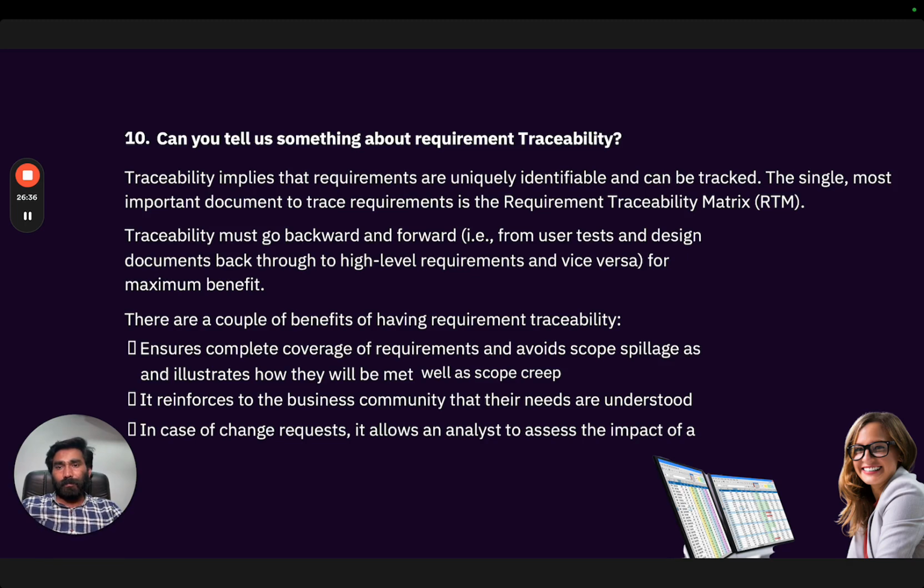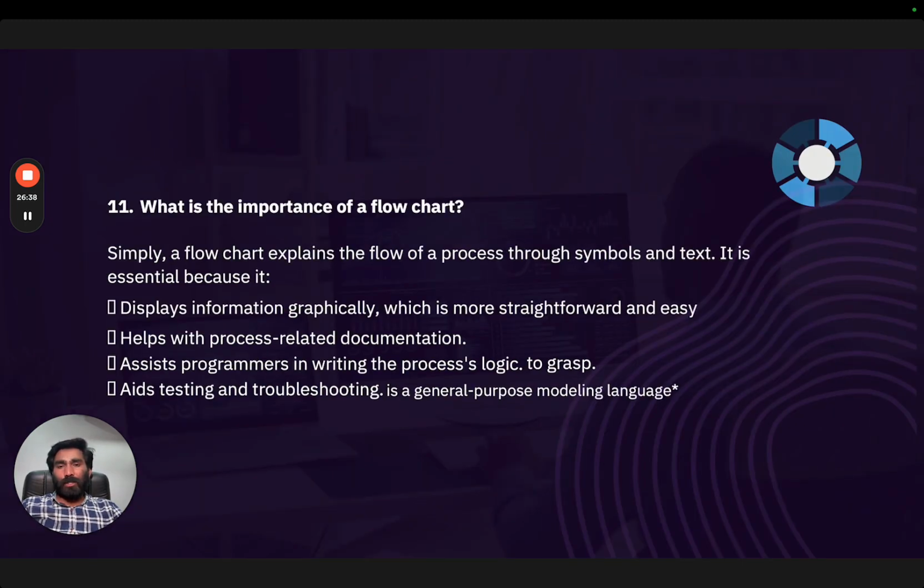All right, another question: what is the importance of a flowchart, guys? A flowchart always gives you a sense. Let's say you're designing any application, from A to B, B to C, C to D. If you chart that out, it gives more sense, and it is very important.